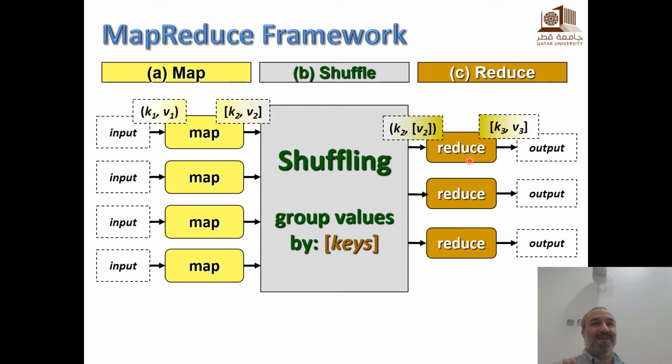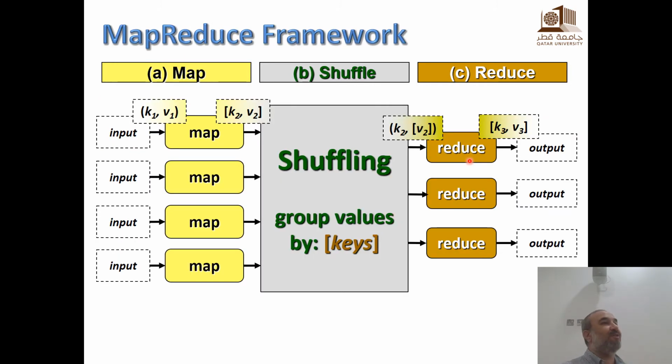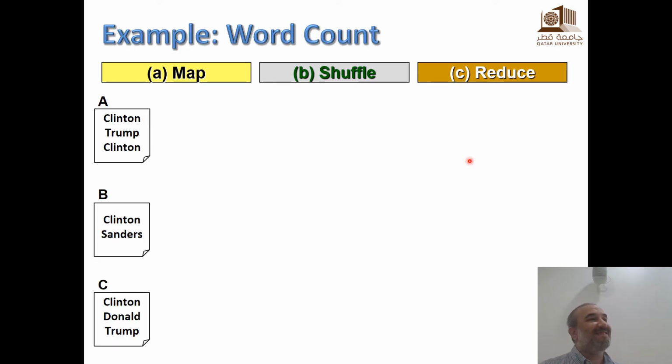Might look complicated, right? We need an example, for sure. We need to see how we can do something useful out of this. Usually when you learn a new programming language, what is the first program that you write? Hello World, right? So in MapReduce, it's not hello world, it's word count. So what is word count? That's the classical example that is always used.